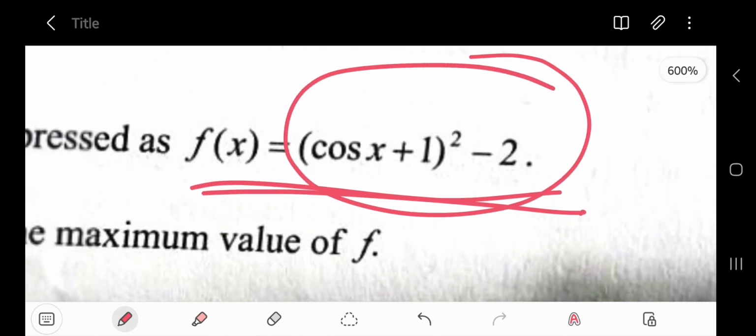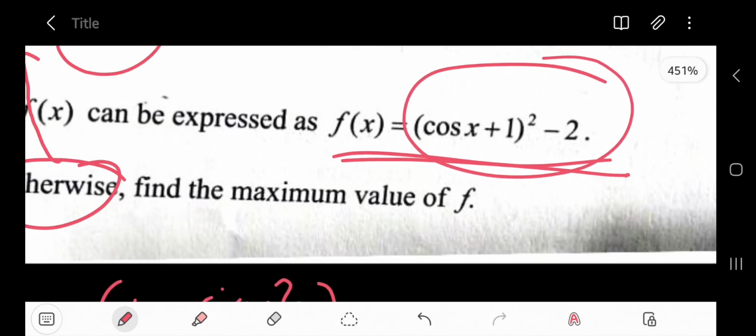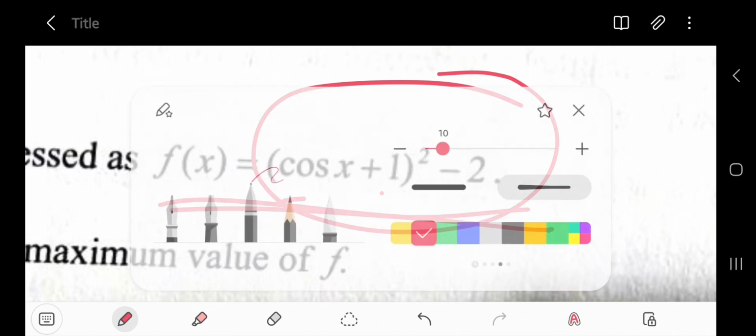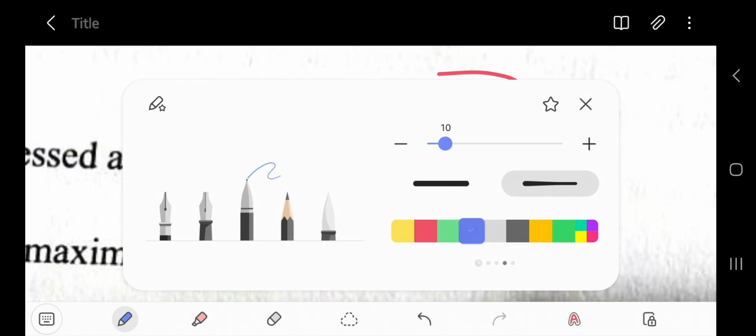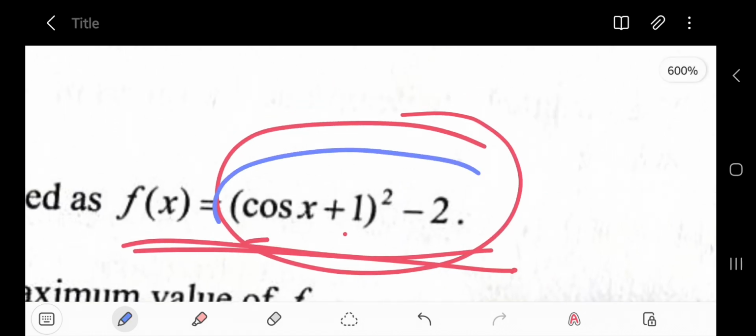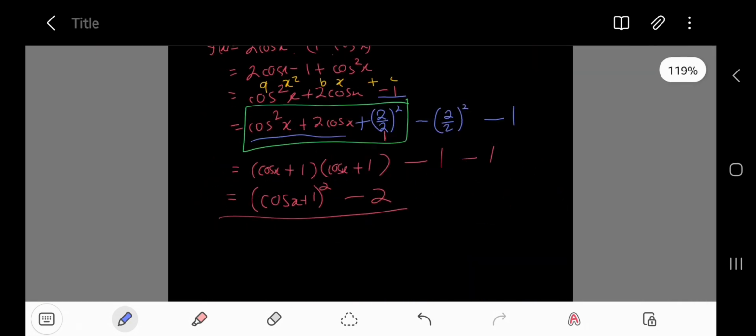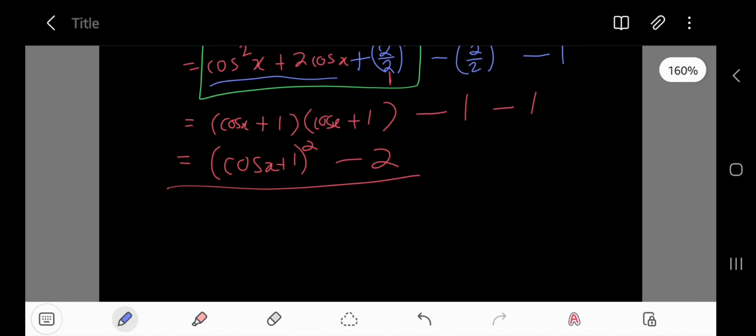So now they want the maximum value of f. But we can see that f is this, cos x plus 1 squared whatever. So since they're looking for the maximum value, we are going to write everything here in terms of maximum. So we are going to find the maximum value of cos x and then replace it there, and then we move on. There are questions like that where it says determine the maximum value of, but it's fine.